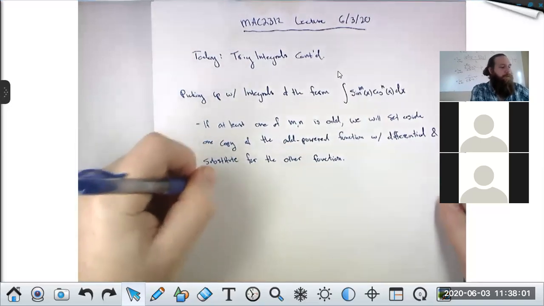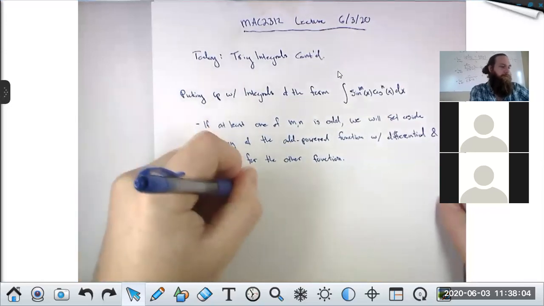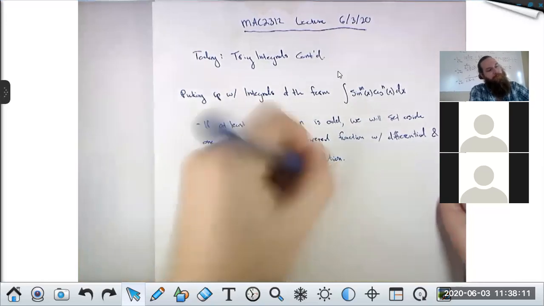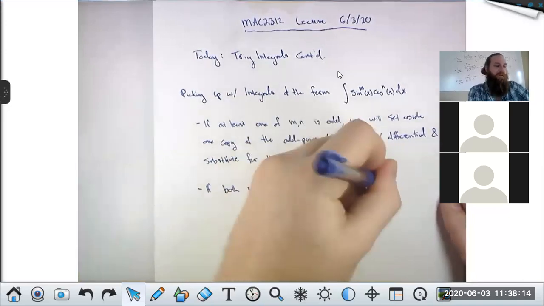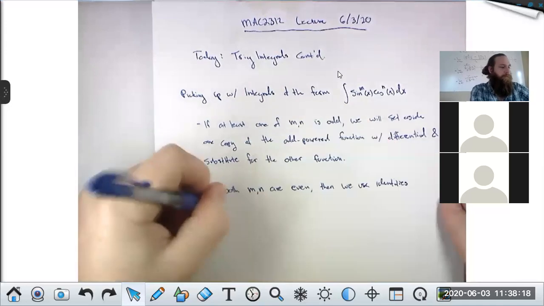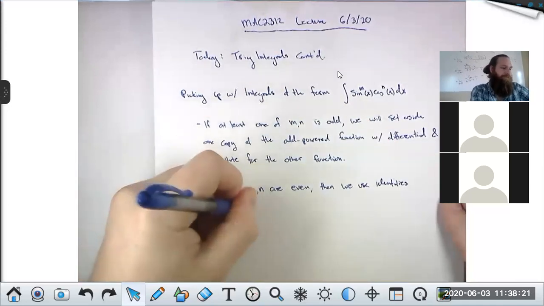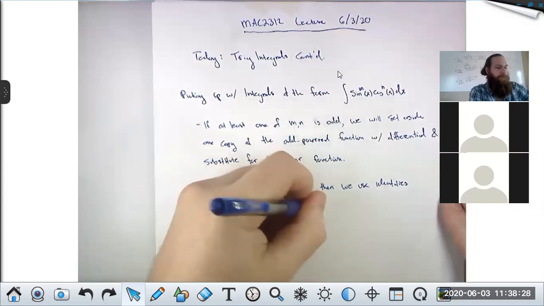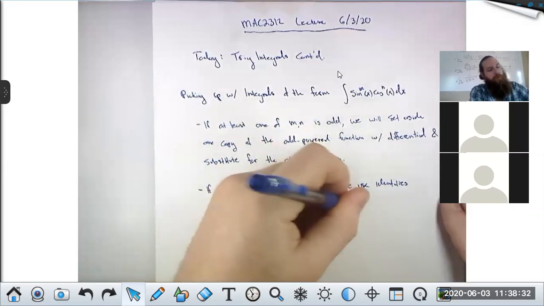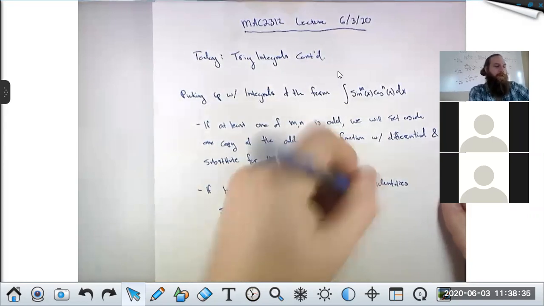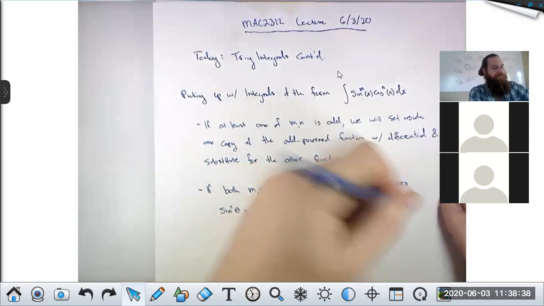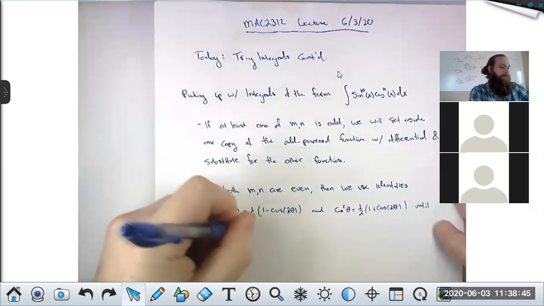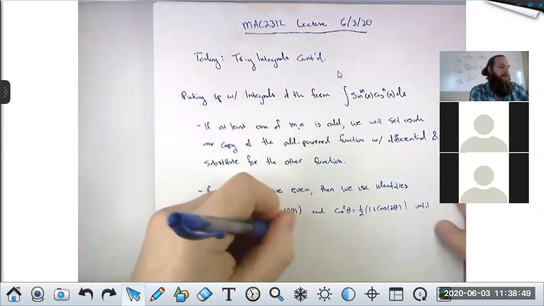The other attack here is if both m and n are even, then we use the identities sine squared theta equals 1/2 (1 minus cos 2 theta) and cos squared theta equals 1/2 (1 plus cos 2 theta) until we can integrate, i.e. until all the powers are gone.